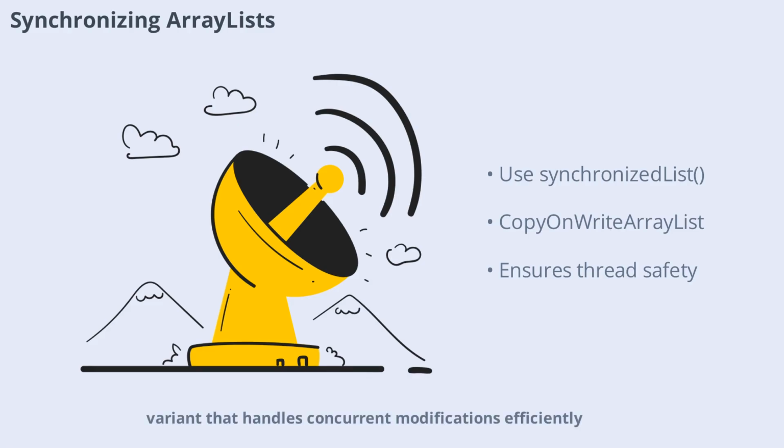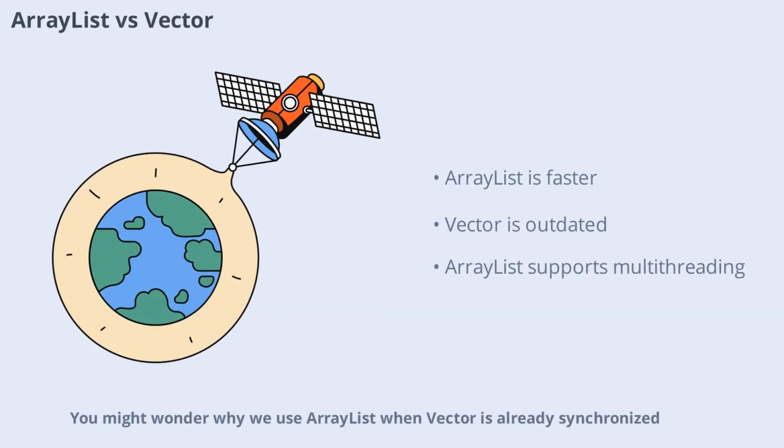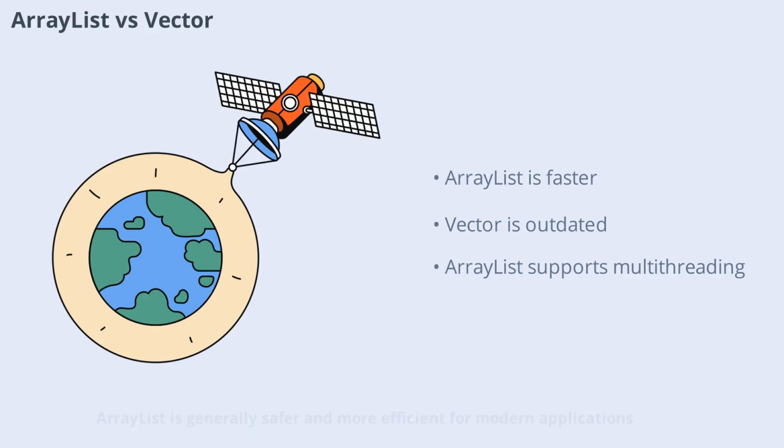You might wonder why we use ArrayList when Vector is already synchronized. The answer is performance and flexibility. ArrayList is faster and supports multithreading, while Vector is limited to single-threaded use and is considered outdated. ArrayList is generally safer and more efficient for modern applications.